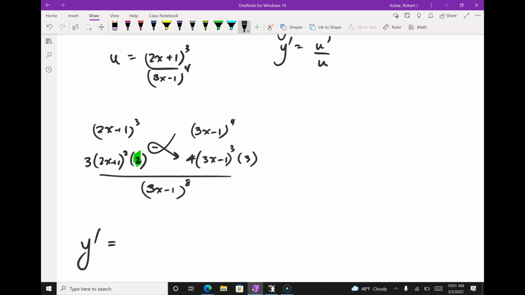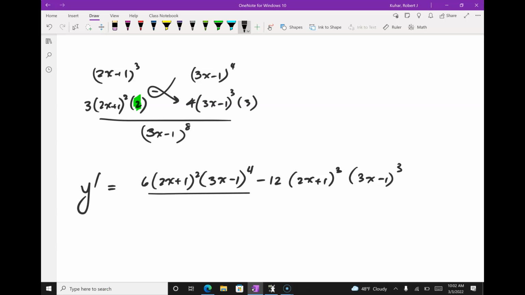I have 6 times (2x plus 1) quantity squared times (3x minus 1) quantity to the fourth, minus 12 times (2x plus 1) to the third times (3x minus 1) to the third. Everybody with me there? I need to divide by that downstairs squared and then divide by u.